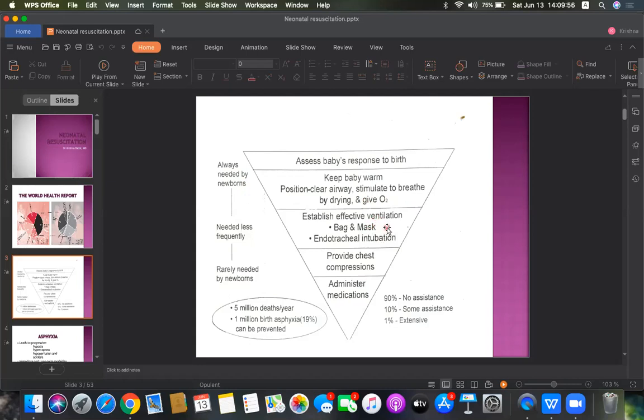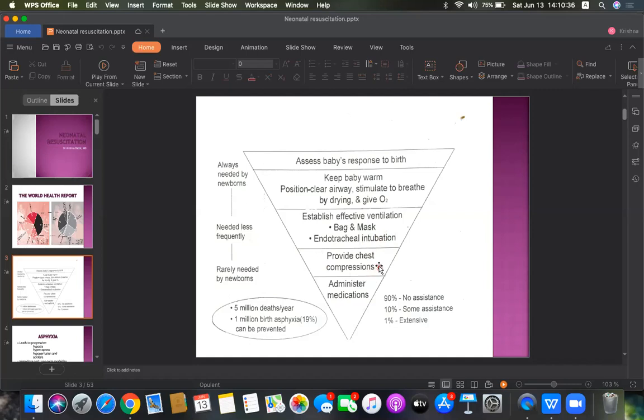After that, some babies may need bag and mask ventilation or even endotracheal intubation. What type of baby needs that? If the baby is not breathing even after minor resuscitation, then you have to go for bag and mask ventilation. If that is not effective, you go for endotracheal intubation, then continue with ambu bag ventilation. The mask is not necessary once you put in the endotracheal tube. These are needed less frequently by the baby.